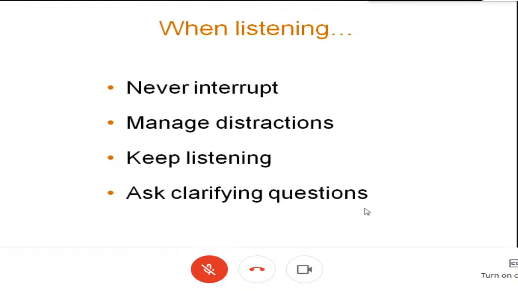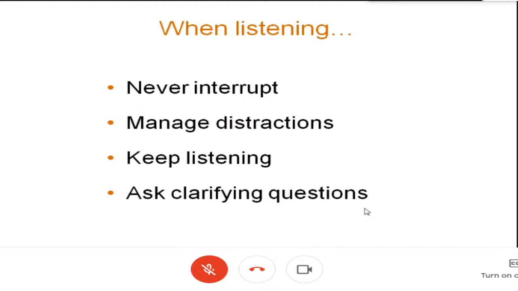Manage distractions. If any distractions are there, if he is making a very loud noise, you need to tell him or her, sir, can we just go in the corner, sit down, and we can talk about it, so that I can listen to you very carefully, what you are exactly saying, so that I can take action accordingly. So you need to explain to the person and keep listening, make notes, and clarify the questions if you have anything. So the listening is very, very important.